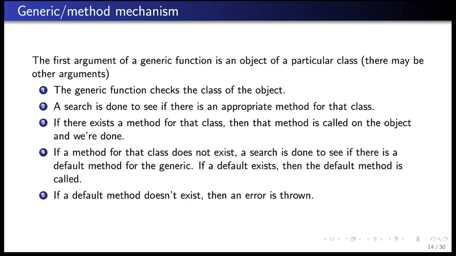If a method does not exist specifically for that class, then a search is done to see if there's what's called a default method. This is a method that is called on anything for which no other method exists. If the default method exists, then it is called on that object, and the method runs. If a default method doesn't exist, then you'll get an error, because it doesn't know what to do in that case.